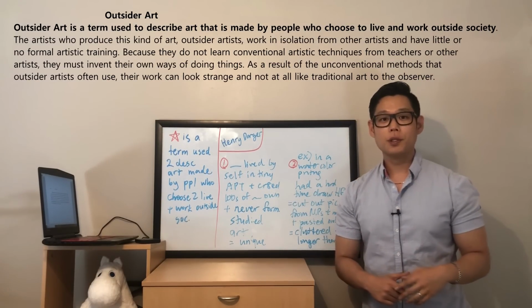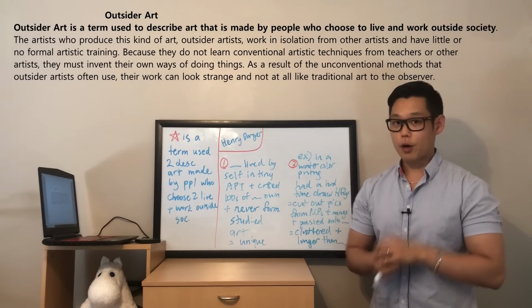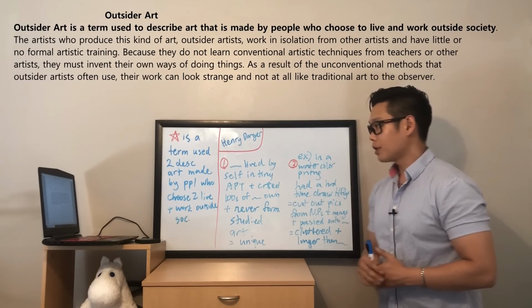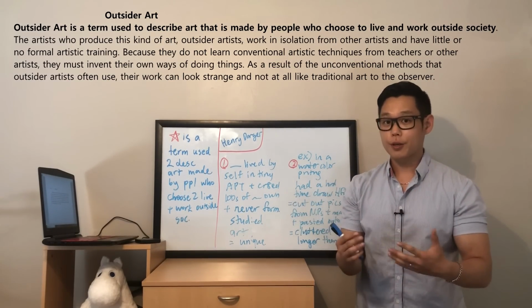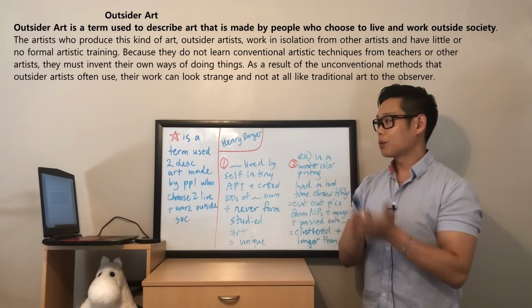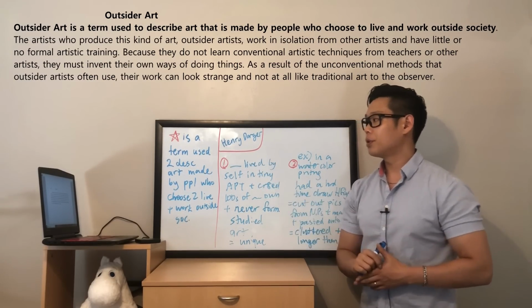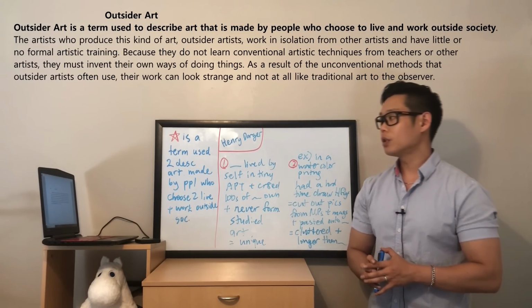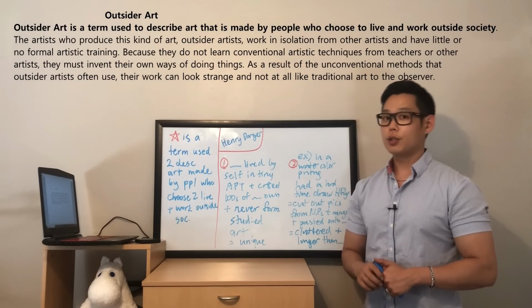That's the reading passage we'll be looking at today. The topic is outsider art. The first sentence starts with outsider art. So the definition is outsider art, which is a term used to describe art that is made by people who choose to live and work outside society.